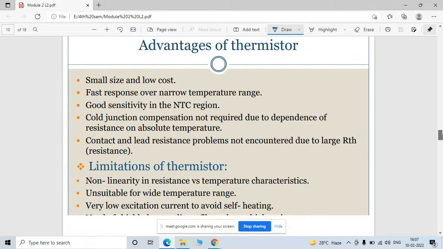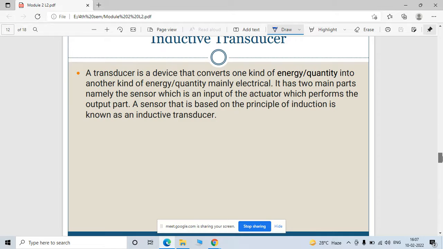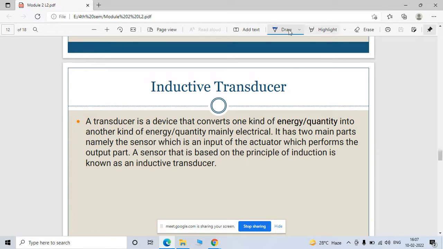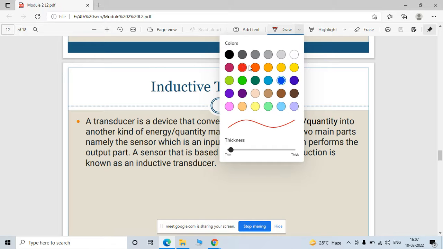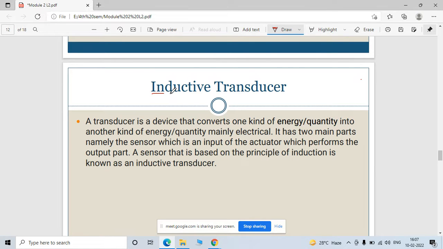Before starting the LVDT, I want to start with the inductive transducer, because the LVDT is one type of inductive transducer. So what do we mean by an inductive transducer? A transducer is a device that converts one kind of energy or quantity into another kind of energy or quantity, mainly an electrical quantity. This definition we already covered in our first lecture.